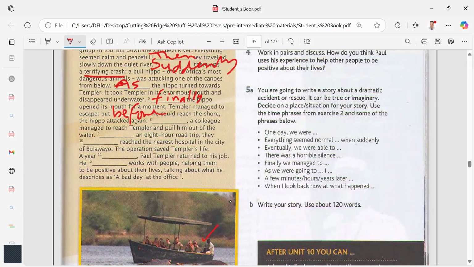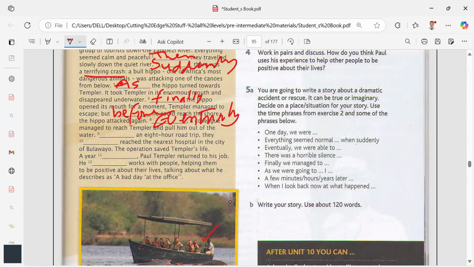Before he could reach the shore, the hippo attacked again. Accolade managed to reach Timber and pull him out of the water. You can say "eventually."